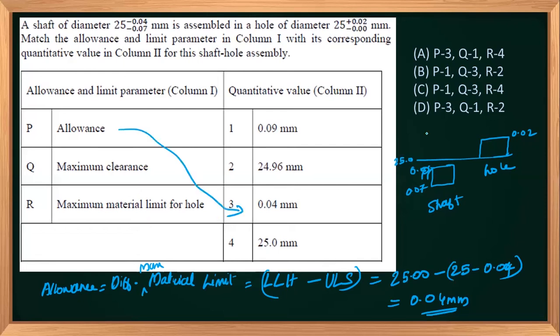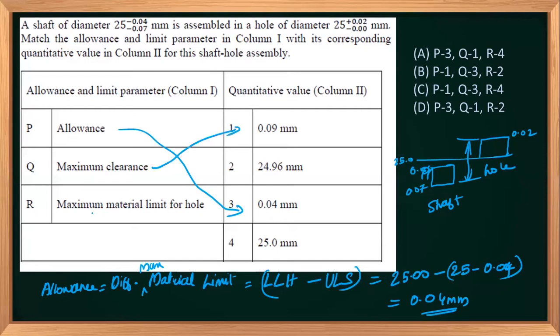What is the maximum clearance? From this, you can see when the clearance will happen. The maximum clearance is when your hole is at its higher point and your shaft is at its lower point. So this distance will be the maximum clearance. How much will it be? It will be 0.2 plus 0.7, so 0.9. On this side it is 0.2 and on this side it's 0.7. So the maximum clearance will be 0.9.